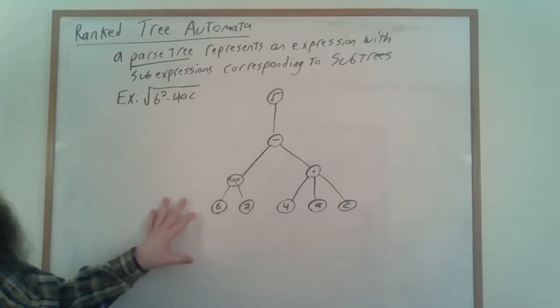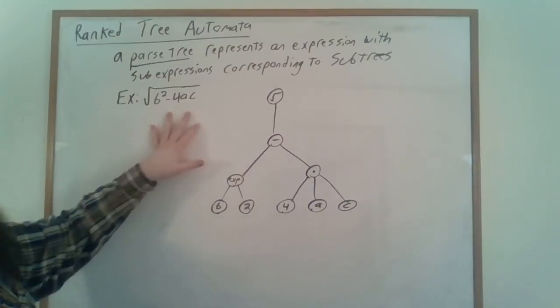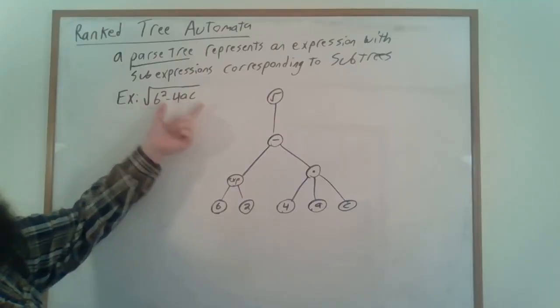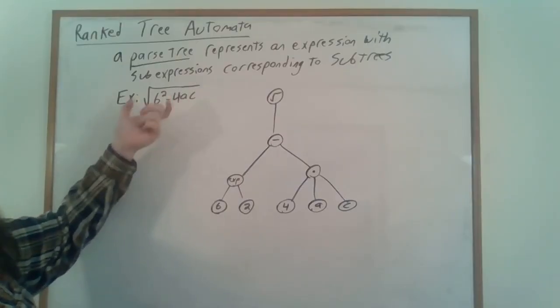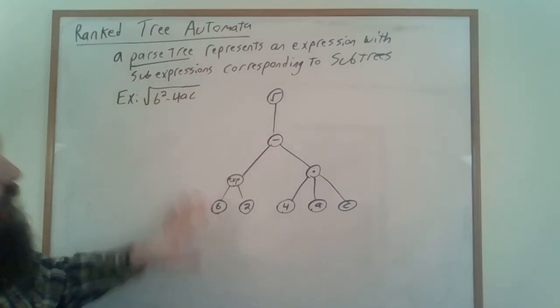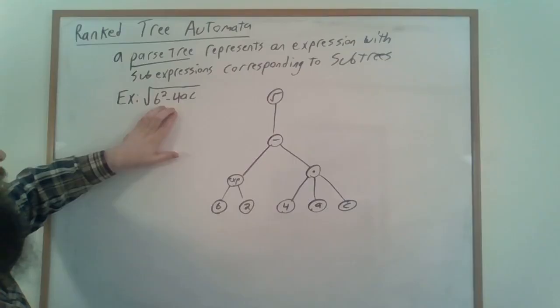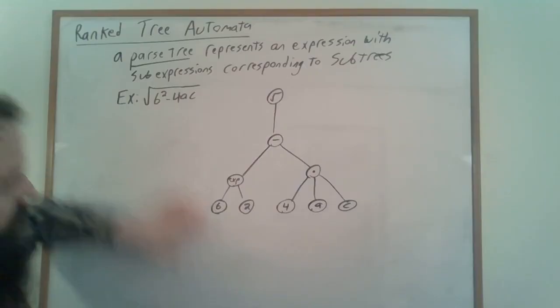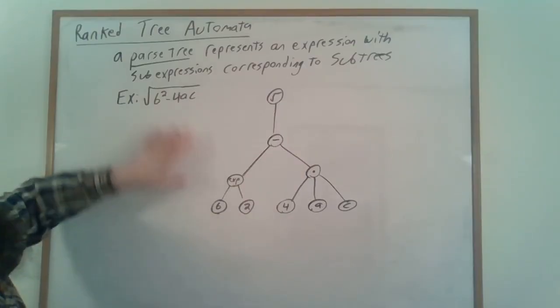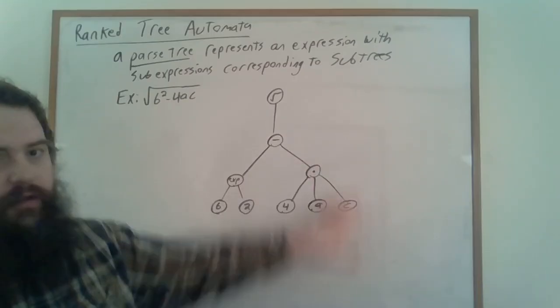And so this tree here represents this expression here, and it does so in a way that every sub-expression, every sub-portion of this formula that makes sense as a component of the whole formula, corresponds to some subtree of this tree here. So for instance, b squared minus 4 does not represent a subcomponent of this expression here, and it doesn't correspond to a subtree here, but 4ac does correspond to a sub-expression, and so it does correspond to a subtree here.